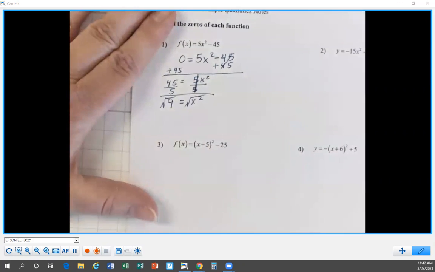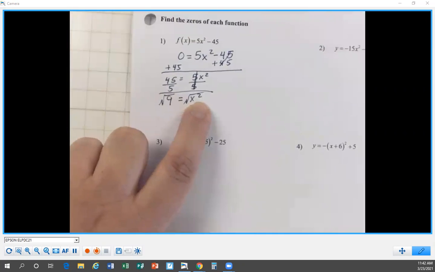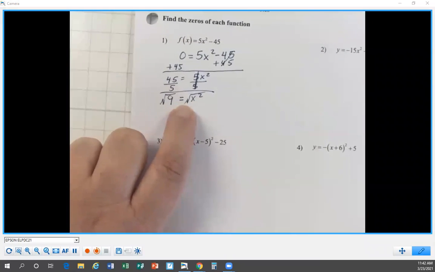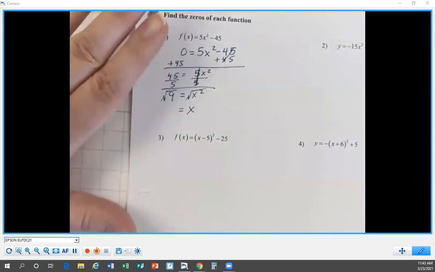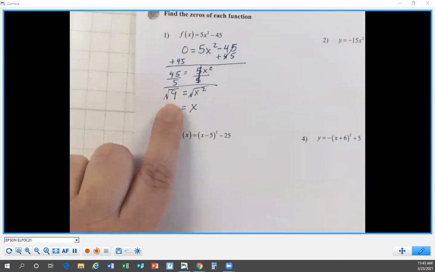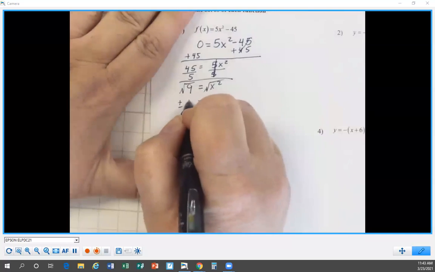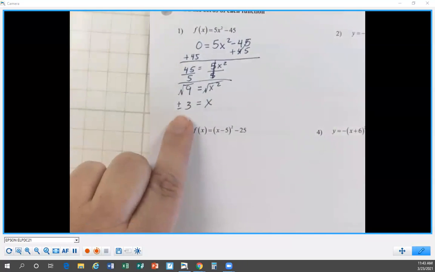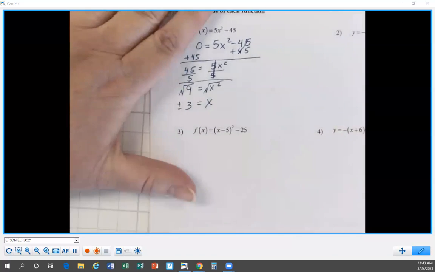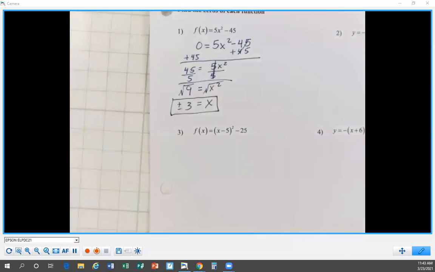Okay, so if I take x and then I square it, and then I take the square root, which is the inverse operation of squaring, I end up with x. And then what is the square root of 9? Well, there are two possible answers there, 3 and negative 3. Because 3 times 3 will give us 9, and negative 3 times negative 3 will also give us 9. So x equals plus or minus 3. Okay?